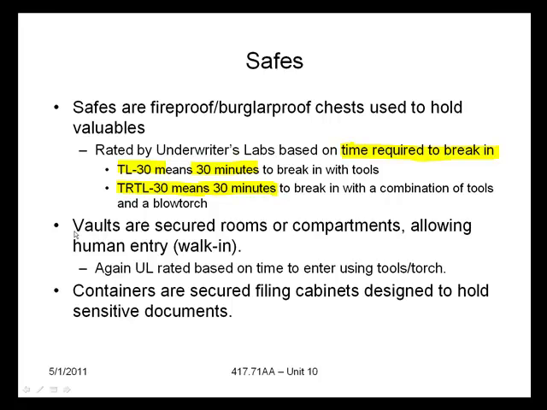A vault is sort of like a safe. It's a walk-in safe. It's a secured room or compartment allowing human entry. And again, they are Underwriters Lab rated based on the time to enter. Containers are secured file cabinets. And these are important in areas where you handle classified documents. If you're handling documents, you may be required to lock them up in a container that meets certain standards of security, that has a certain type of lock on it.